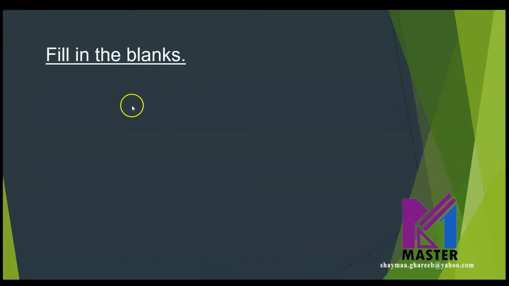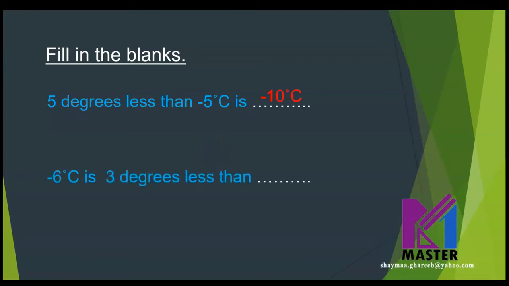Okay? Now fill in the blanks. 5 degrees less than negative 5, which means the temperature is negative 5 and we are going to count backward by 5. Let's count backward. Backward means less. So what is the number just before the negative 5 or less than negative 5? Negative 6, negative 7, negative 8, negative 9, negative 10. So it will be negative 10.